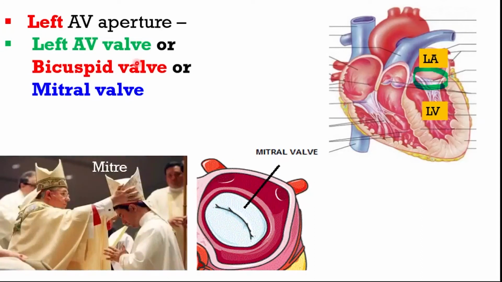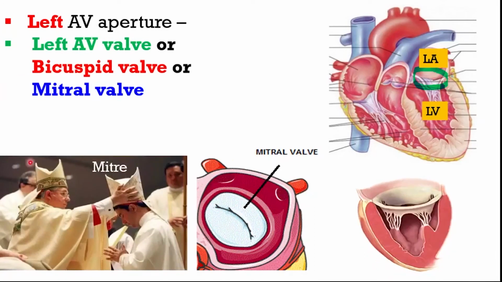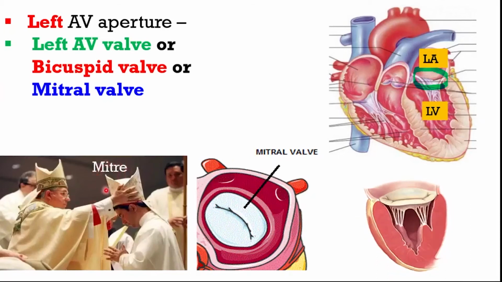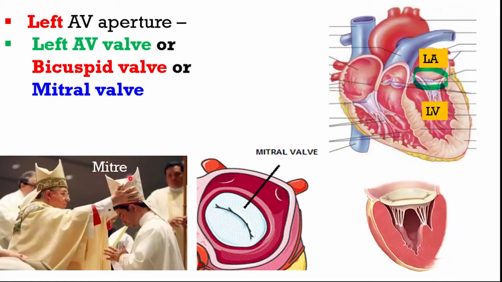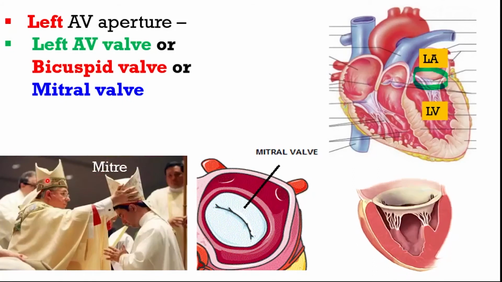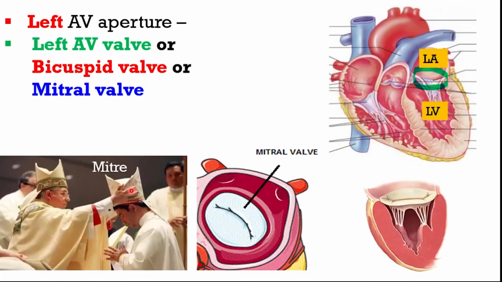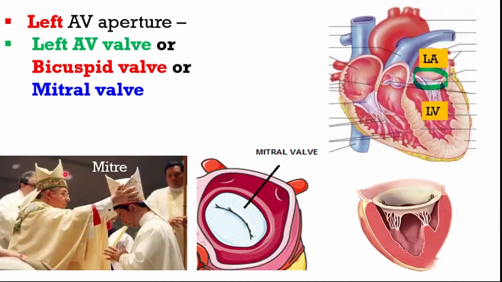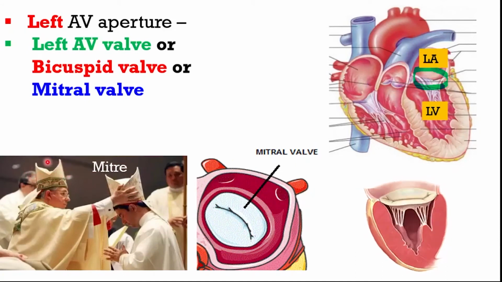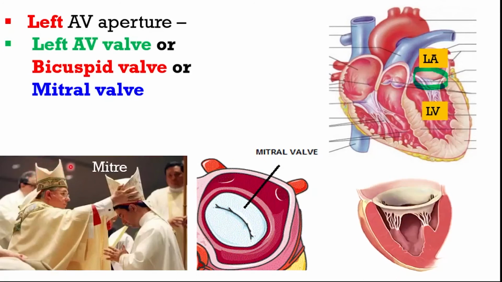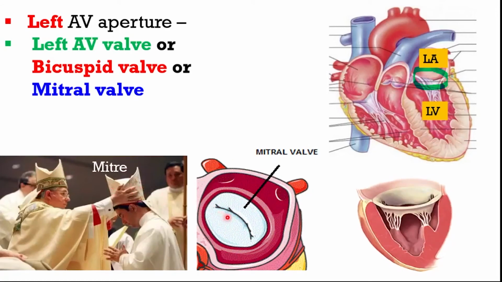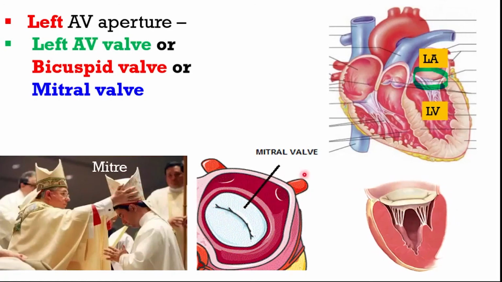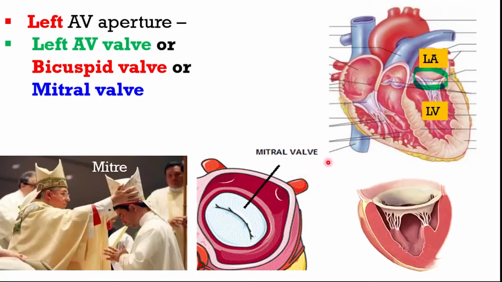Why is it called so? The word mitral is taken from the Latin root word mitre. In Latin, mitre is a cap or headgear or a hat worn by bishops. Mitre also contains two leaflets. You can observe the two leaflets of the mitre here. The bicuspid valve resembles the bishop's mitre. That's why this bicuspid valve is also known as the mitral valve.